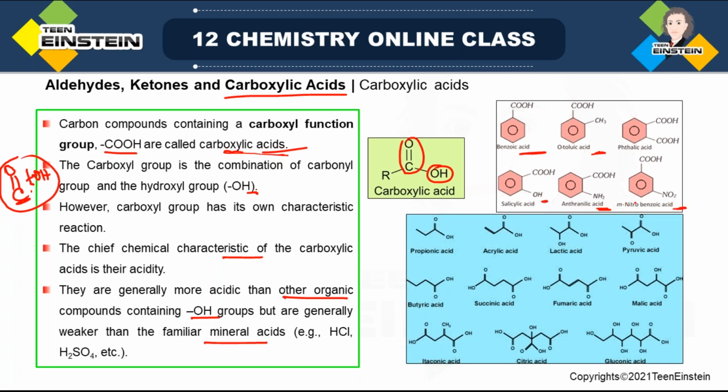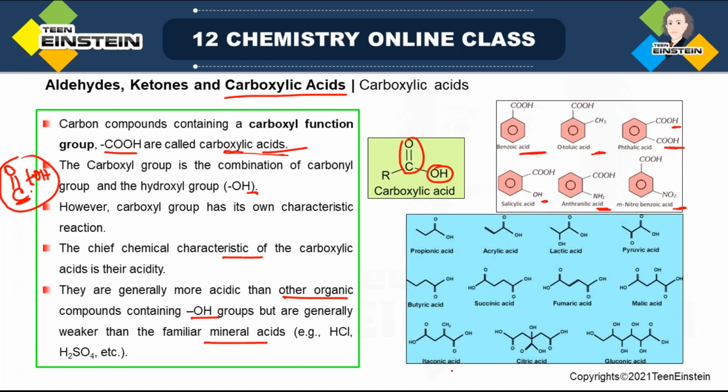meta-nitrobenzoic acid. At meta position, there is an NO2 group present. Now phthalic acid, it is actually a dicarboxylic acid at 1 and 2 positions. So some examples of aromatic as well as aliphatic carboxylic acids you can see.